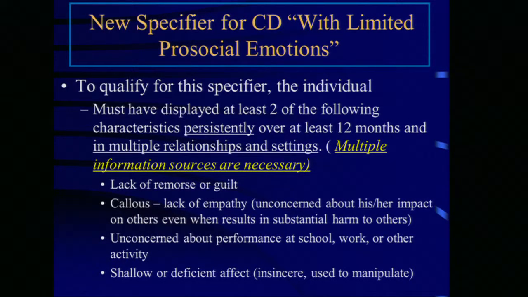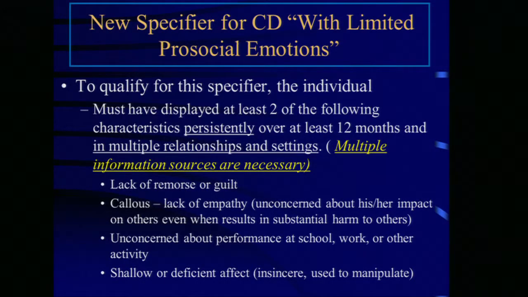They also did include the specifier. Changed the name. When we presented before, the specifier was called with callous and unemotional specifier for conduct disorder, which a lot of people had objection to and said that's very harsh to put that specifier on a child, my gosh. Well, this one isn't quite as bad, but it's still not a good thing. So with limited pro-social emotions sounds better.